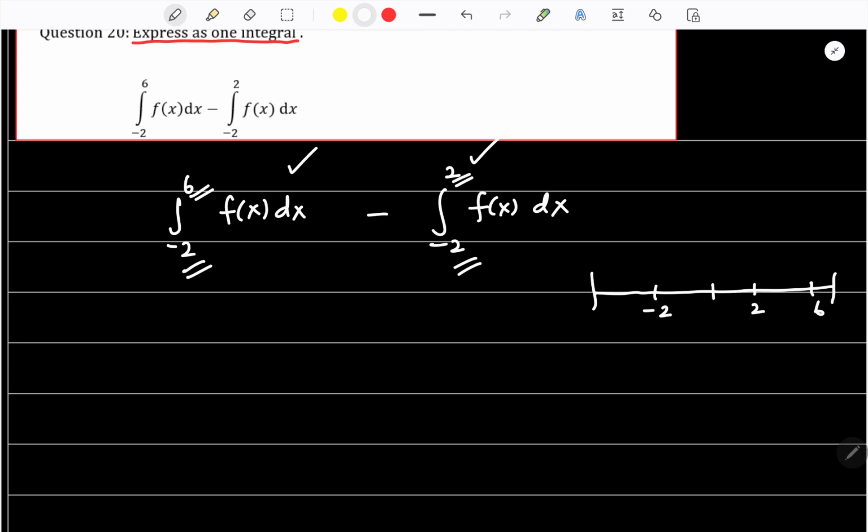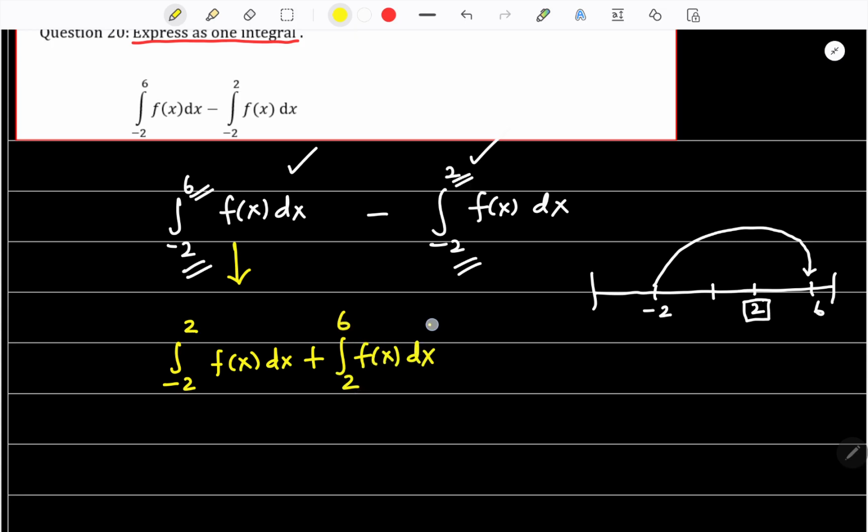So what we are going to do is write minus 2 to 6 as what? Look here, minus 2 to 6. There is an in-between point, right? So I'm going to write this one as integral minus 2 to plus 2 f of x dx, and then plus integral 2 to 6 f of x dx. Just put a bracket for this part. And this part I'm not touching, I'm writing it as it is, which is minus integral minus 2 to plus 2 f of x dx.